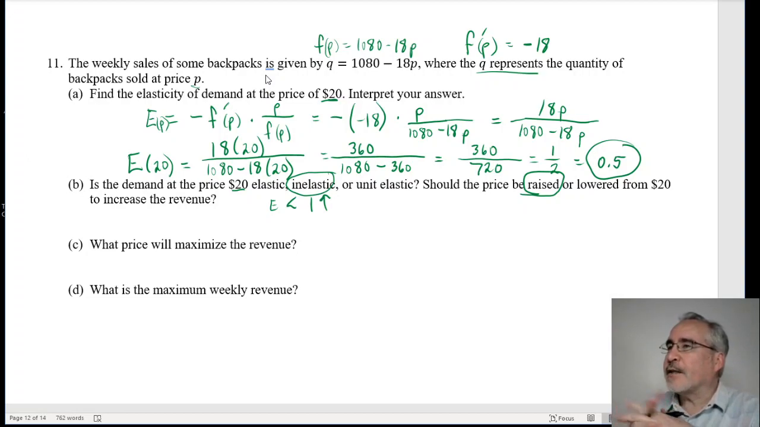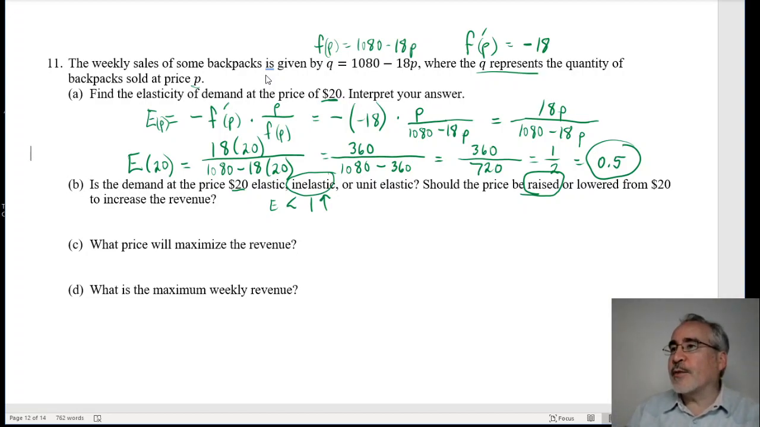But a lot of times in mathematics, there's that 1 in place, at least with exponential functions as well. Something above 1, you get an increase. Something below 1, you get a decrease. In this case, elasticity below 1 means we can increase the price and also increase the revenue.